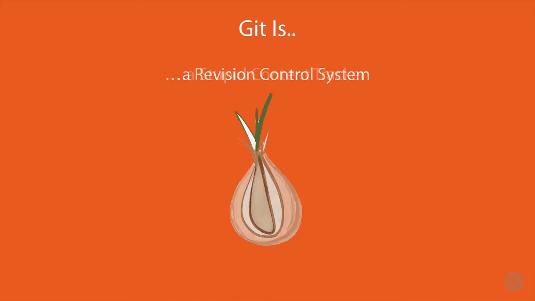You can call it a stupid content tracker because that's all it does. It tracks content, files, or directories. And if you look at Git's documentation, you will see that this is actually Git's definition of itself. Git, the stupid content tracker.